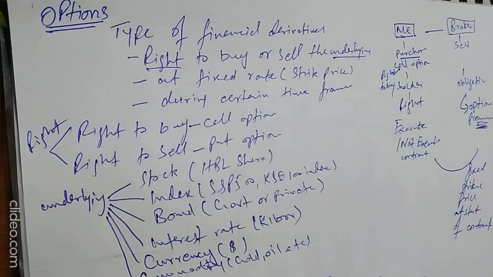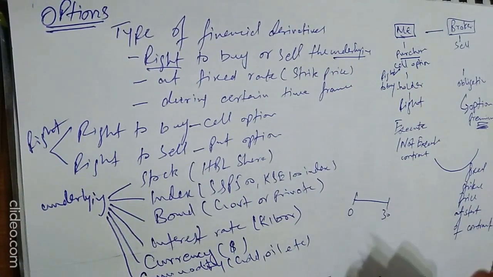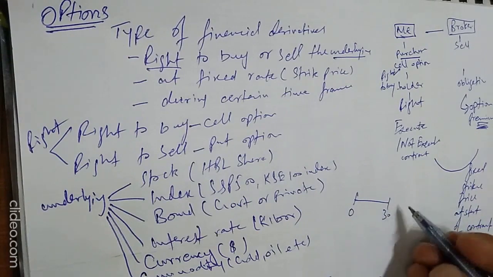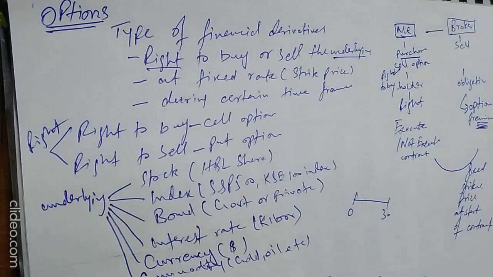And the third is the duration, during a certain time. It depends upon my requirement whether I want to go for a 30 days contract or a 60 days contract. If I go for a 30 days contract, it means that the duration, the time frame of the contract, is 30 days. So this is a little bit of introduction to the option contracts.